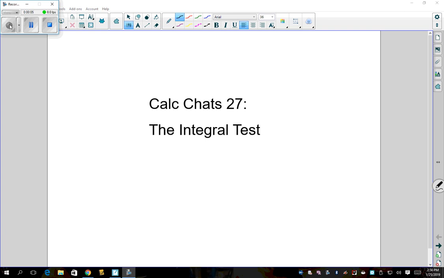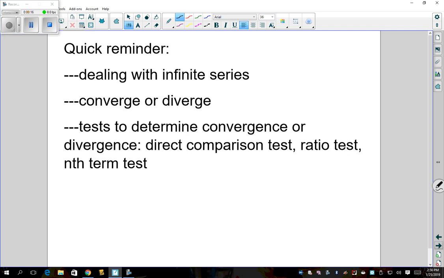Today we're going to be talking about the integral test with series, and specifically how to use improper integrals to see if those series converge or diverge. So quick refresher, we're going back into infinite series. These are series from 1 to infinity, and we need to generally determine if they converge or diverge.